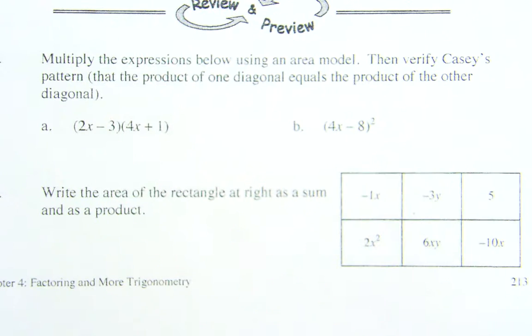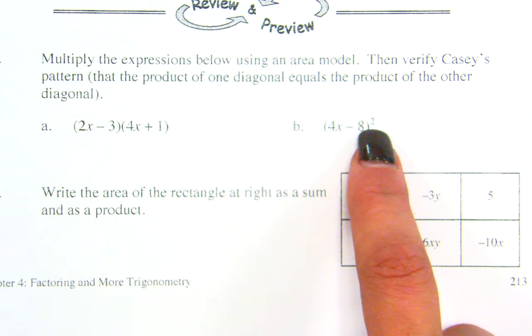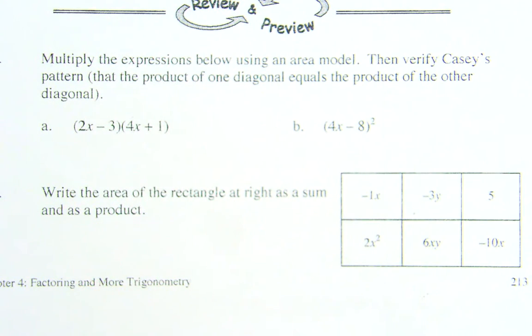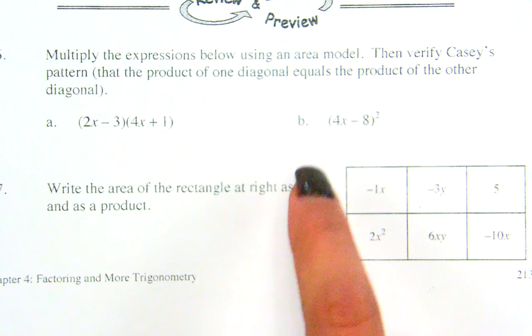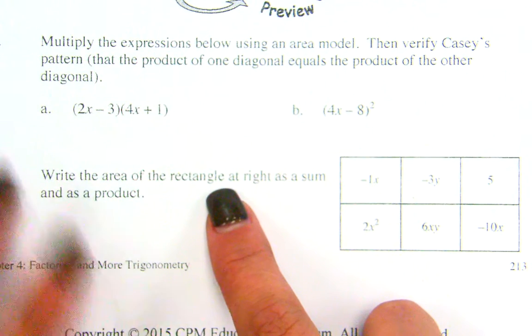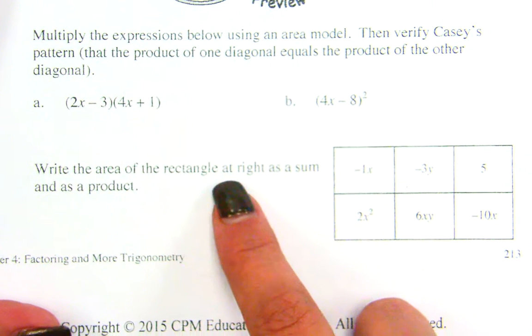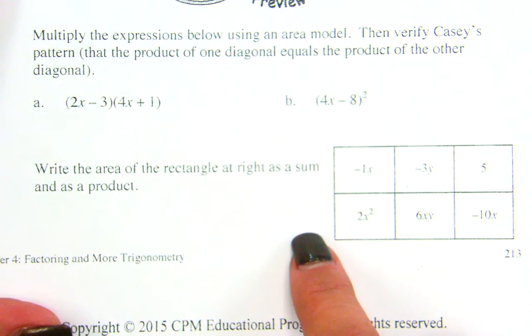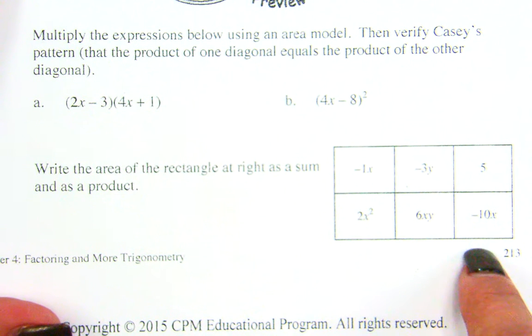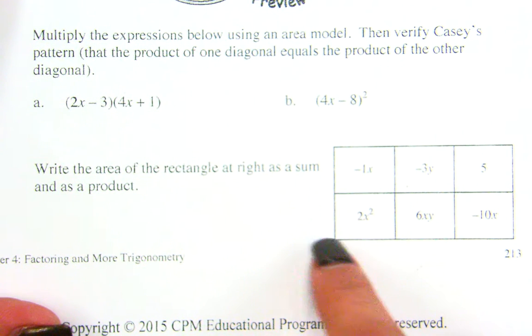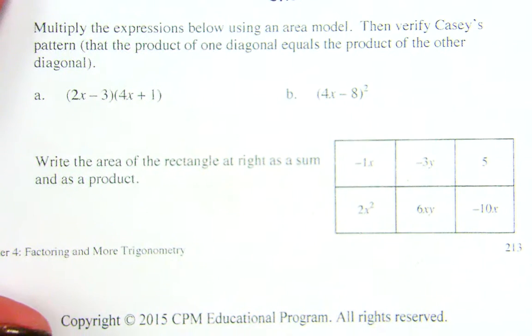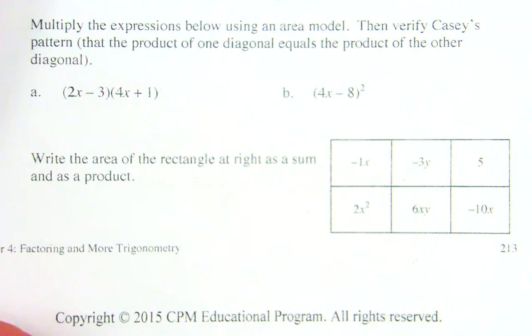Multiply the expression below using an area model. A should be pretty easy. B, it's squared, so that means you're going to have 2 of them, and then you should be able to set up a 2 by 2 for this one also. And then for write the area of the rectangle at the right as a sum and as a product, it gives you the information inside. You need to come up with what's the dimensions of the side, what's the dimension of the bottom, and then write it up as a product. And then collect like terms for the inside so you can actually get the sum written out correctly.